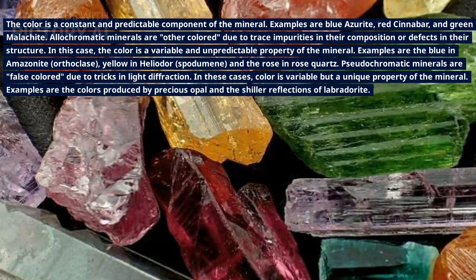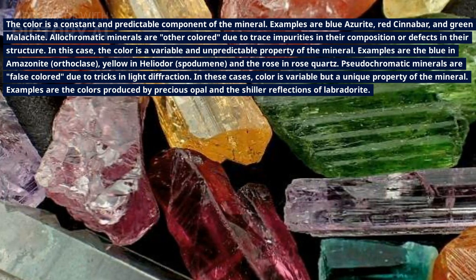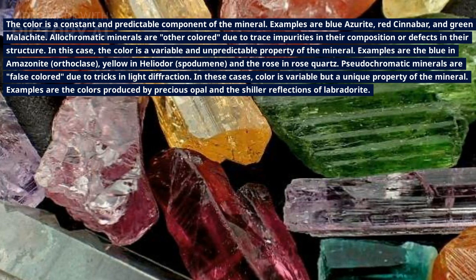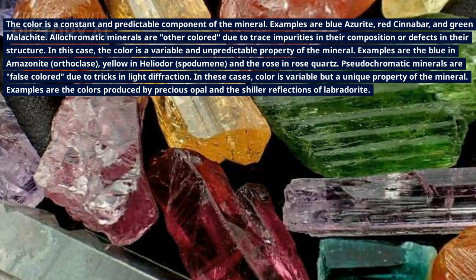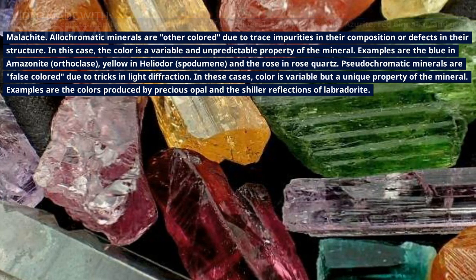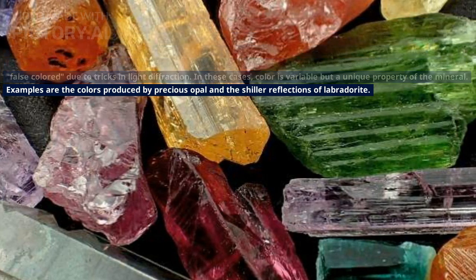Pseudochromatic minerals are false-colored due to tricks in light diffraction. In these cases, color is variable but a unique property of the mineral. Examples are the colors produced by precious opal and the Schiller reflections of labradorite.